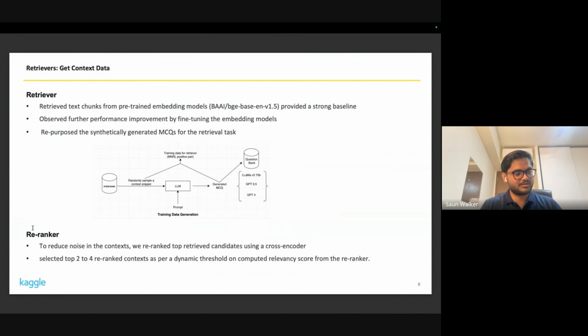And we also explored re-ranker training because we found some of the retrieved context is noisy, meaning it has some very short text, and it is not quite related to the question that we want to solve. And having the re-ranker actually stabilized our solution. And finally, we provided the top 2 to 4 re-ranked contexts to the downstream model.